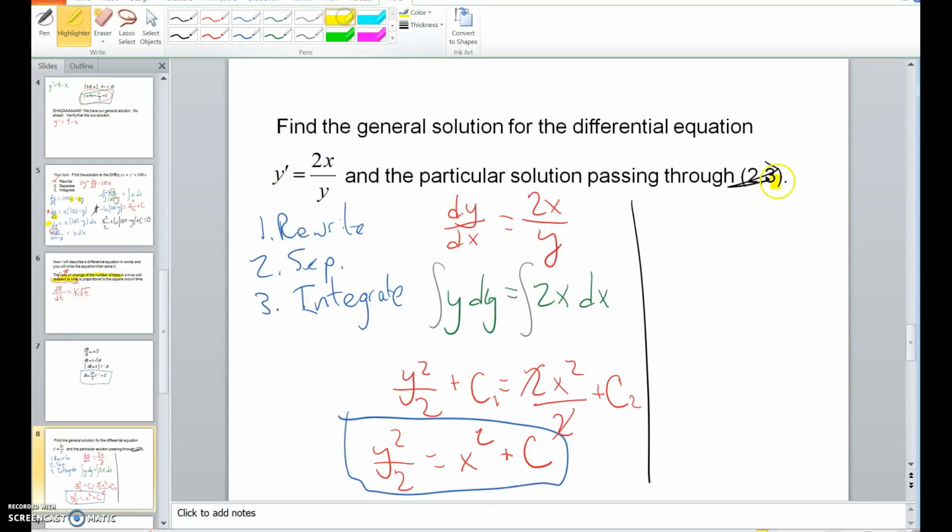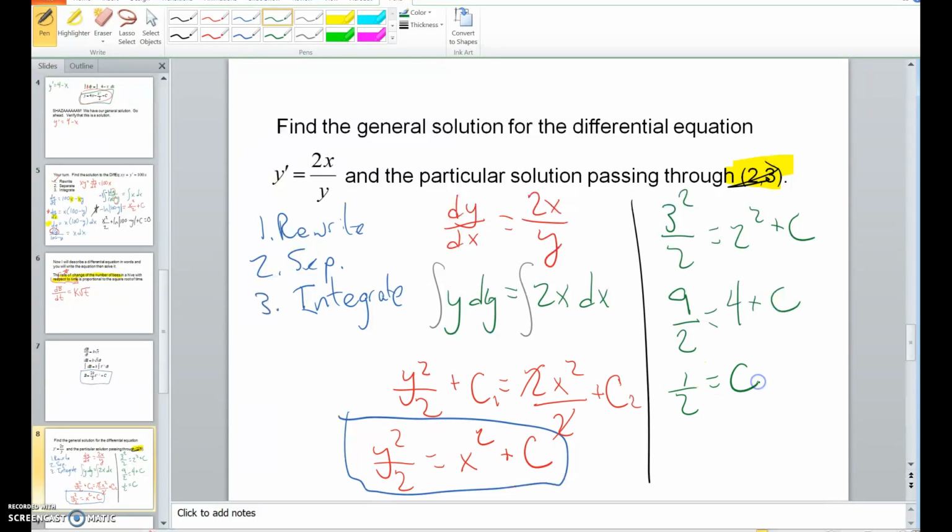Okay, the last part is we need to find the particular solution that goes through this specific point, 2, 3. No problem. We're just going to plug in 2 for x and 3 for y. We get 3 squared over 2 is equal to 2 squared plus c. That's going to give us 9/2 equals 4 plus c. And you get that c is 1/2. So our particular solution is y squared over 2 equals x squared plus 1/2. And there we go.